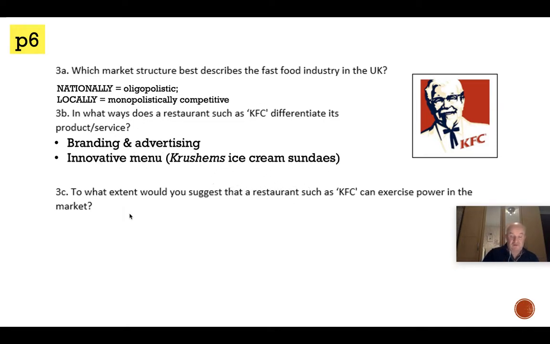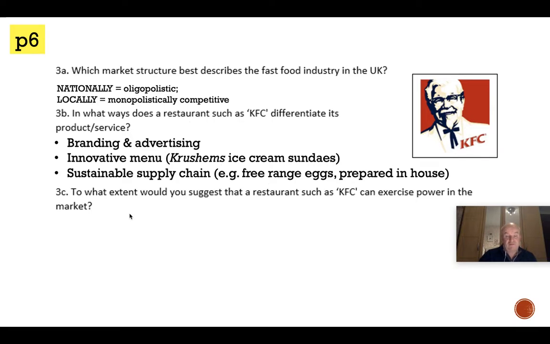They also have quite an innovative menu. Okay, so think about Crushams ice cream sundaes and some of the other things that they're doing. Now, you could argue that all of the big takeaways are doing a similar sort of thing. But by being innovative, by being sufficiently different, some people might choose to go to KFC not just because they like fried chicken, but because they can get Crushams and they can't get those anywhere else. So that again could be a reason, and a way, they can choose to differentiate.